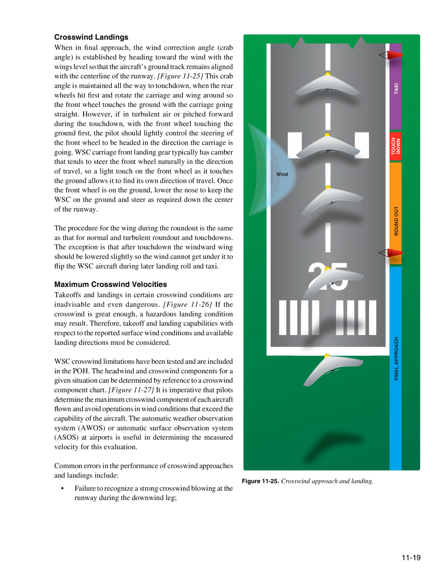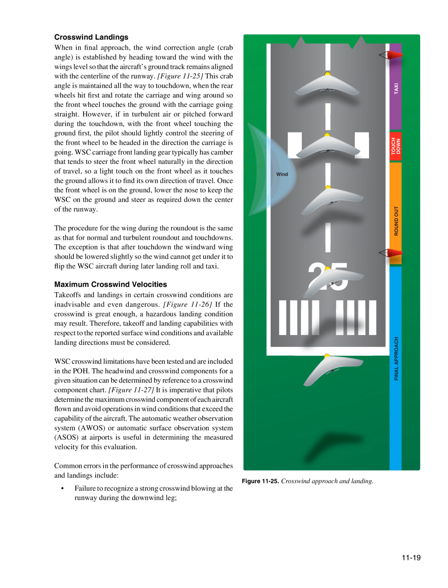The headwind and crosswind components for a given situation can be determined by reference to a crosswind component chart. Figure 1127. It is imperative that pilots determine the maximum crosswind component of each aircraft they fly and avoid operations in wind conditions that exceed the capability of the aircraft. The Automatic Weather Observation System, AWOS, or Automatic Surface Observation System, ASOS, at airports is useful in determining the measured velocity for this evaluation.